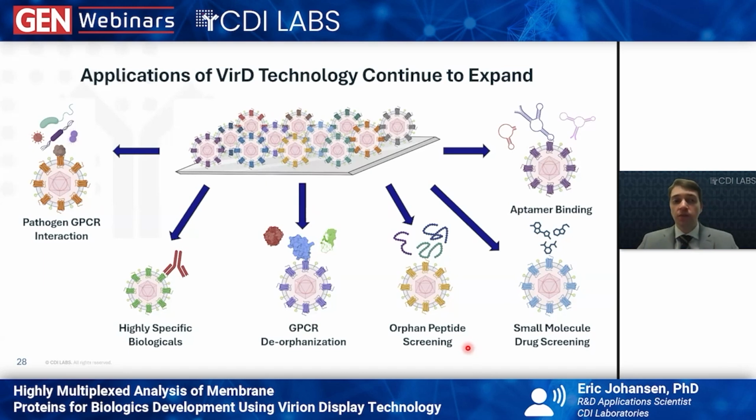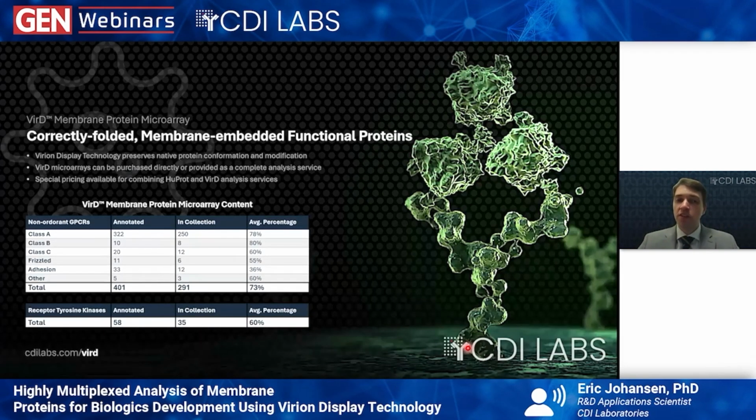And on that note, the virion-displayed technology preserves the native protein conformation and modification of these membrane proteins. They are available for purchase as a microarray for your own use, or we can do it as a service here at CDI. There's special pricing available for combining our HuProt arrays and our VirD arrays. If you are interested in using the purified virions as a reagent tool, we encourage you to contact us so that we can better advise you on how to use them for your desired experiment.